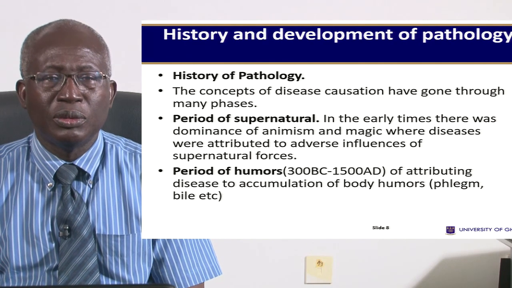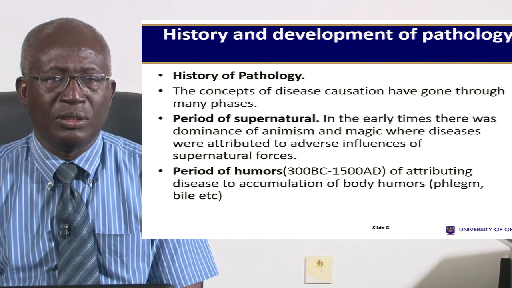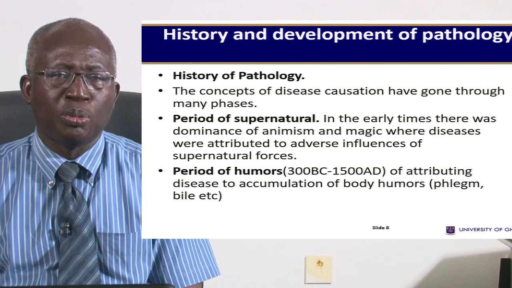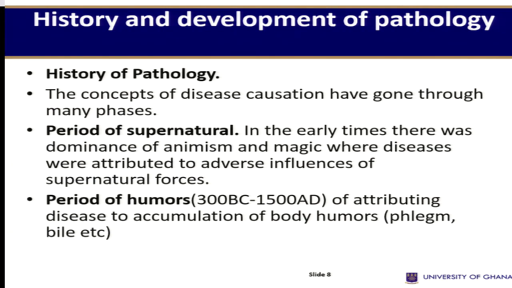Now the concepts of disease causation have gone through many phases. So it has got a long history. Early history includes the period of supernatural, where people believed in the dominance of animism and magic, and diseases were attributed to adverse influence of supernatural forces. Then followed the period of humors between 300 BC and about 1500 AD, where diseases were attributed to accumulation of body humors like phlegm and bile, etc.